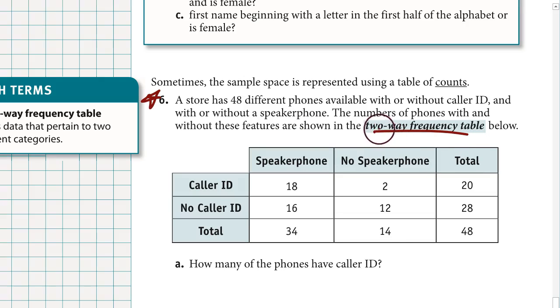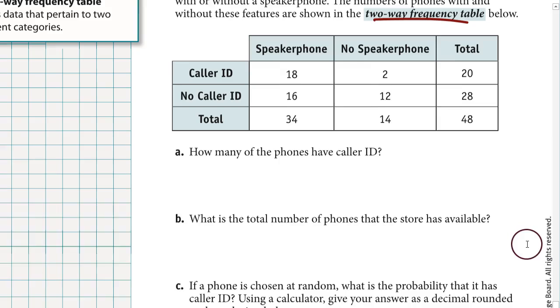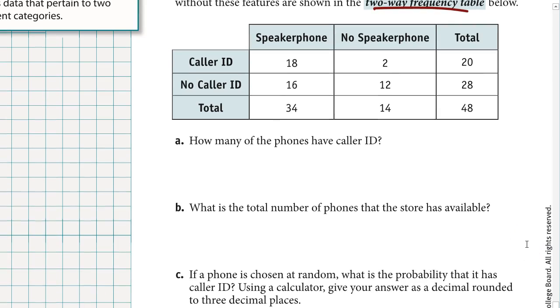Two-way is referring to the fact that it has columns of numbers and rows of numbers. In the first box, the 18 is representing there are 18 phones that have a speakerphone and have caller ID. This box here, the one with the 12, shows there are 12 phones that have no speakerphone and no caller ID. With a chart of information like this, you can answer all sorts of probability questions.